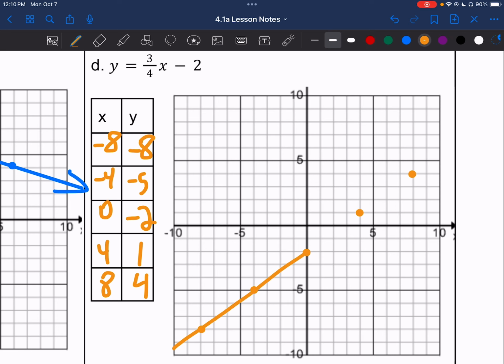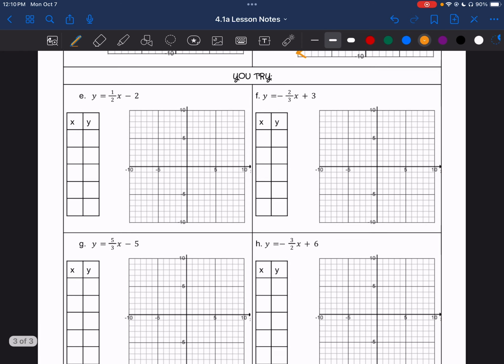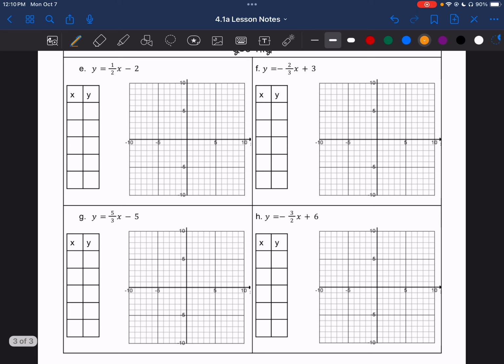And now we draw in our line with our arrows at the end, and it's all the way to the edge of the grid. Now, there are 4 you try problems for you in this section. I would like you to do those now, and then check your work against mine.